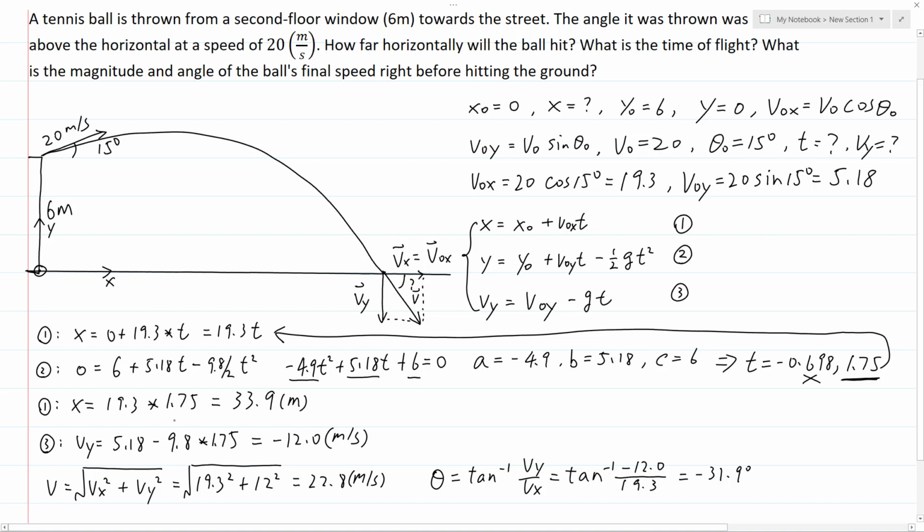And now you have the information, you plug in this value, you get the final x horizontal position, and then you go to the third equation and find the final y velocity. With a right angle triangle, you combine the components together to get the total speed, and then you use arctangent to get the angle, which is a negative quantity. Thanks.